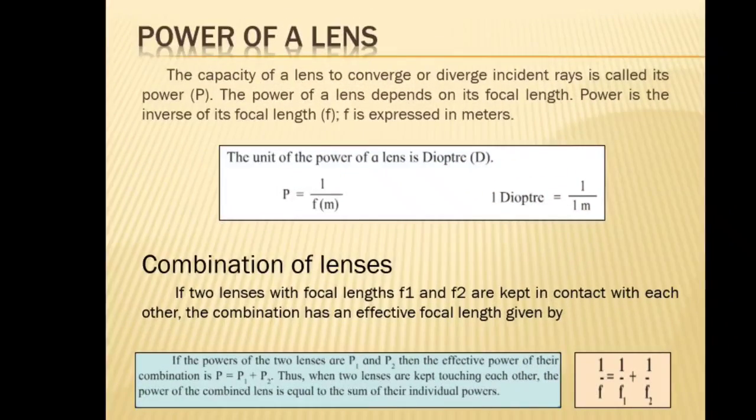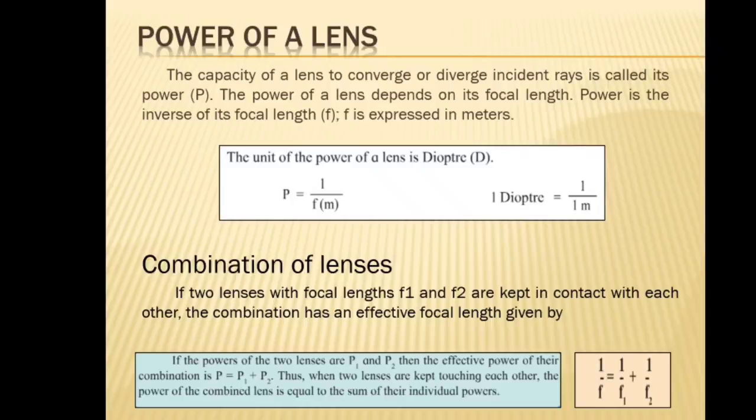Power of the lens. The capacity of a lens to converge or diverge incident rays is called its power. The power of the lens depends on its focal length. Power is the inverse of its focal length f. F is expressed in meters. The unit of power of the lens is diopter. P is equal to 1 upon f, where f is expressed in meters. 1 diopter is equal to 1 upon 1 meter.